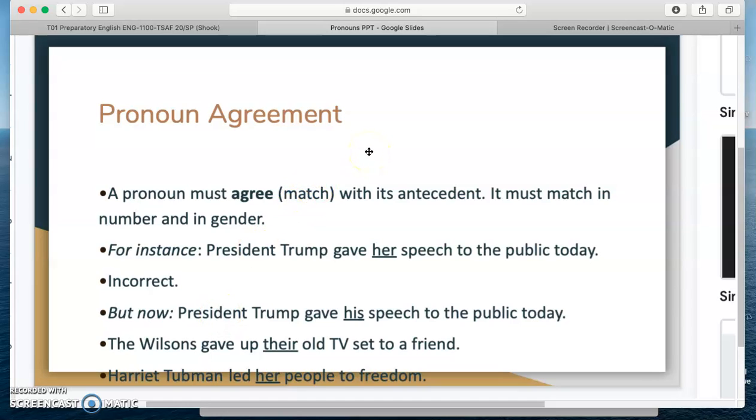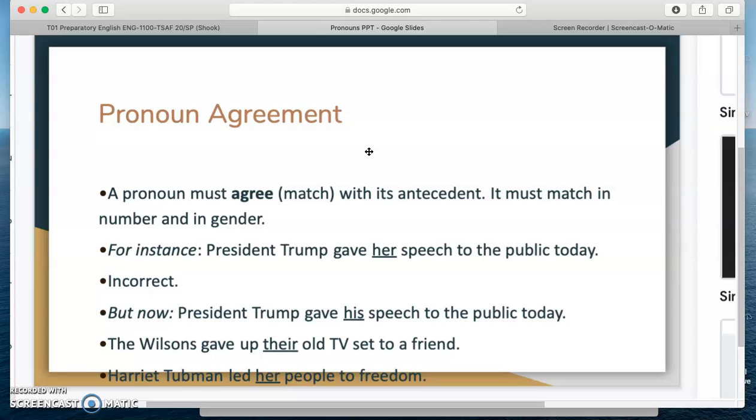So, let's talk about pronoun antecedent agreements. A pronoun must agree or match with its antecedent. And it must match in number and in gender. For example, if we had the sentence, President Trump gave her speech to the public today, that would be an incorrect sentence. The pronoun antecedent agreement is not there.